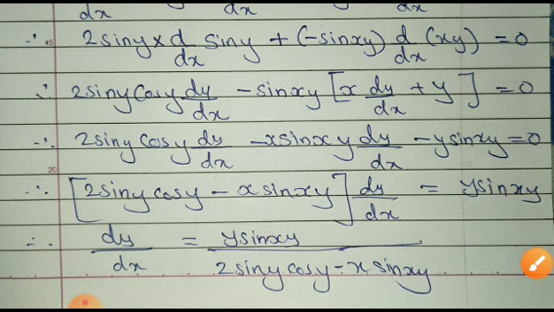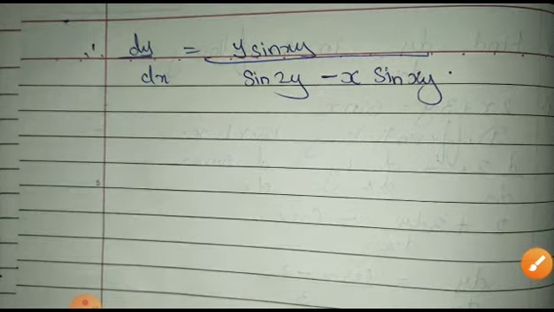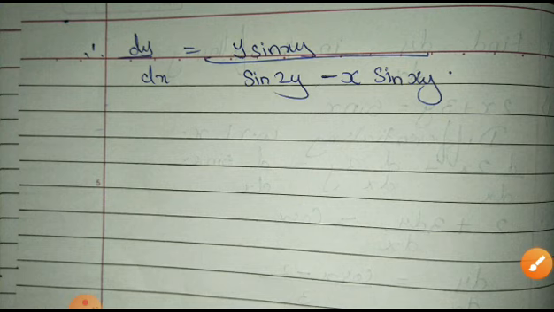So here I have got y sin xy by (2 sin y cos y minus x sin xy). If you stop here, it is also correct. But just check what my denominator is. Is it 2 sin y cos y? Can I write it as, yes, any identity you remember? It is sin 2 theta. So instead of 2 sin y cos y, I can write sin 2y. So it is y sin xy by (sin 2y minus x sin xy). Hope this question was clear.